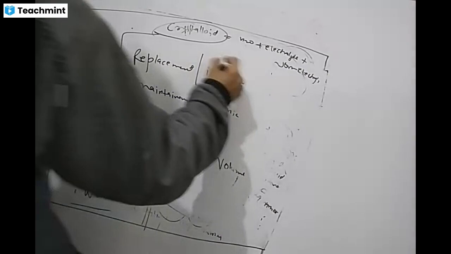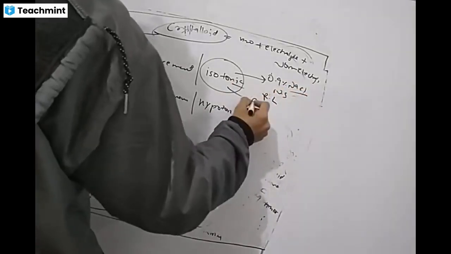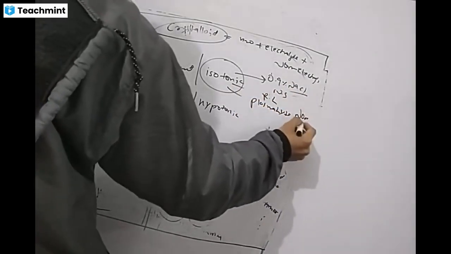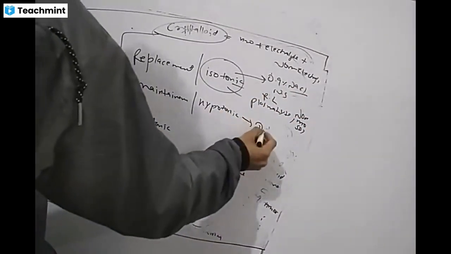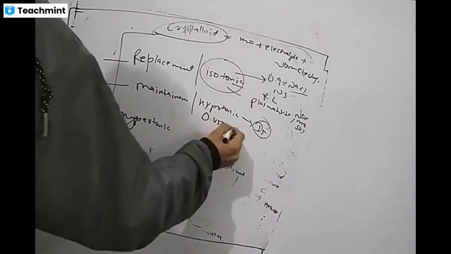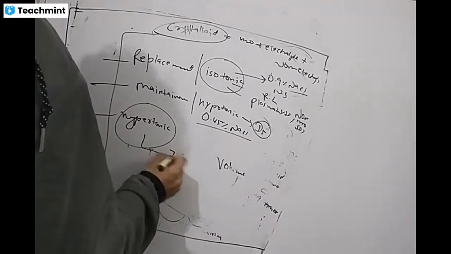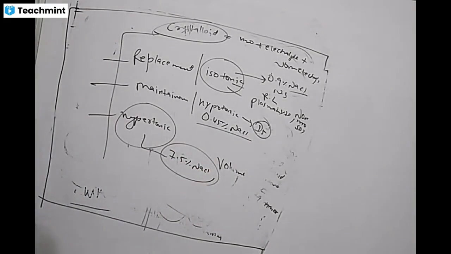What are the examples of isotonic? Your 0.9% NaCl, normal saline, RL, Plasma-Lyte, or your Normosol. These are the examples. For hypotonic, D5 and 0.45% normal saline. And what is hypertonic? Your 7.5% normal saline. So these are the three types of crystalloid fluid.